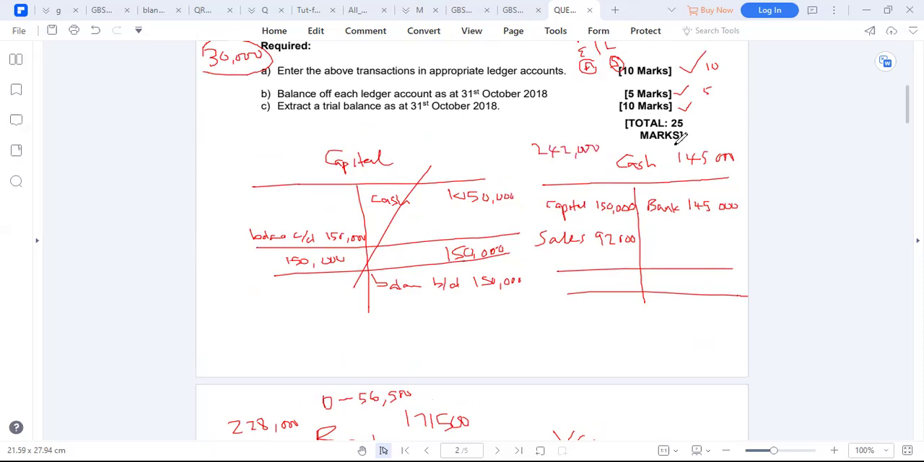Difference: $97,000. 7,000. We give it to the smaller guy. And 7,000, brought down, and 7,000.